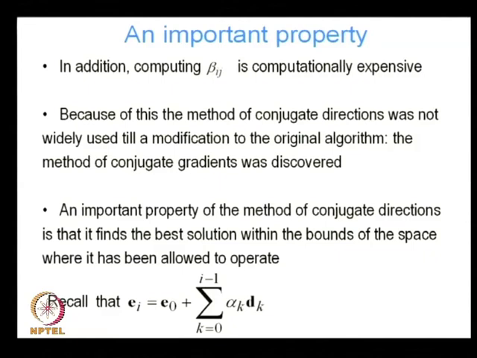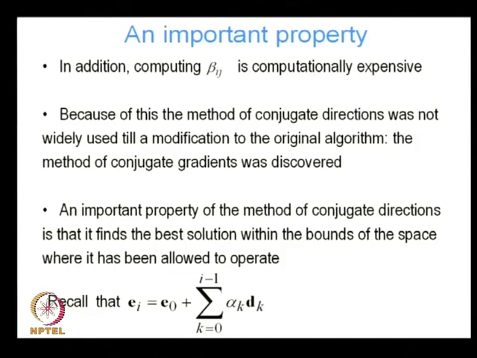So, we have already talked about that. Computing beta ij is computationally expensive. Because of this, the method of conjugate directions was not widely used till a modification to the original algorithm, the method of conjugate gradients, was discovered, right. So, until we discovered the method of conjugate gradients sometime in the early part or the middle part of the last century, this method of conjugate directions was known for a long time, but people did not use it because of this drawback, right.